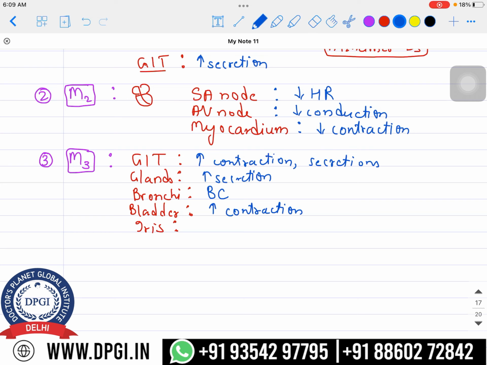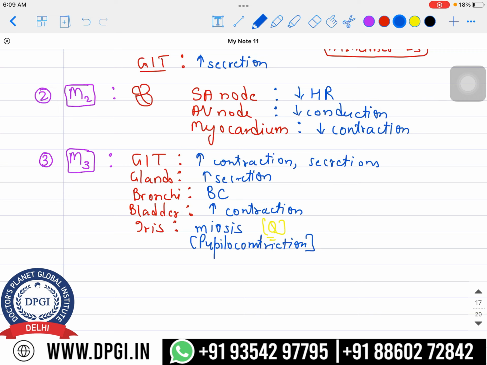In the iris, it acts on the circular muscles and causes miosis. A very important aspect. The question has been asked many times, so it is very, very important. Miosis means pupilloconstriction. What is miosis, guys? The pupils are undergoing constriction, so I'm writing pupilloconstriction. Till now everything is easy, right?